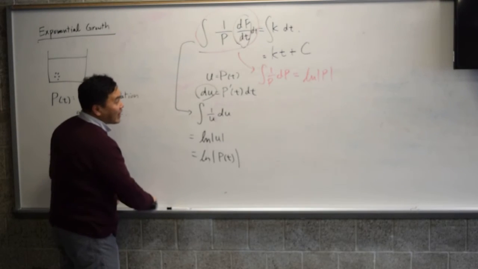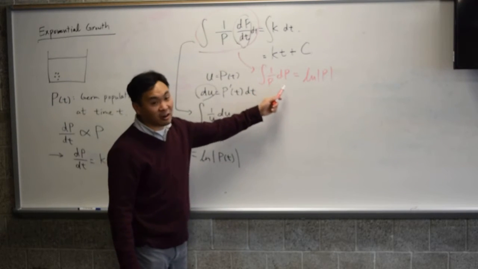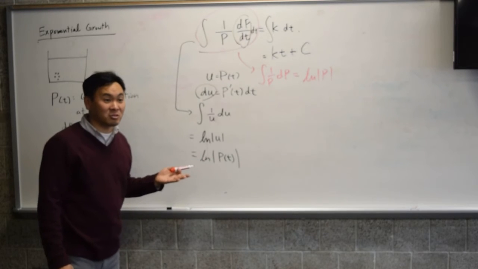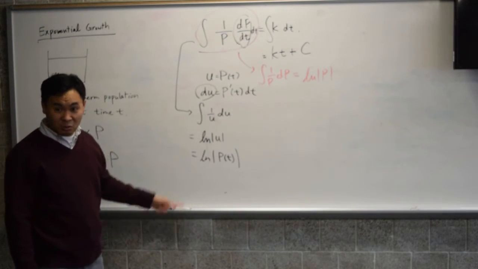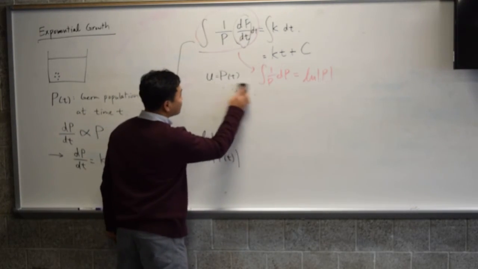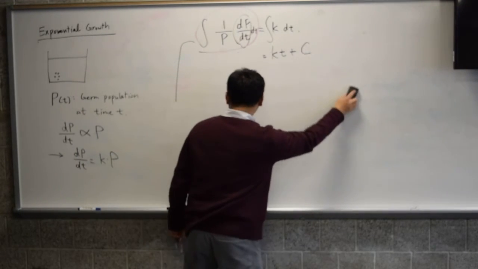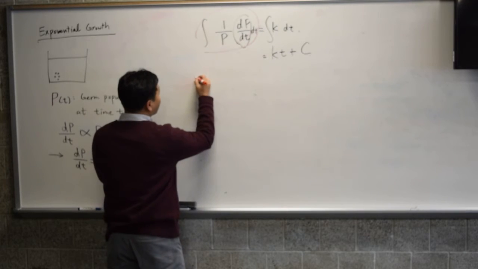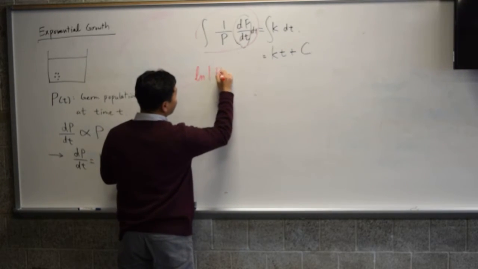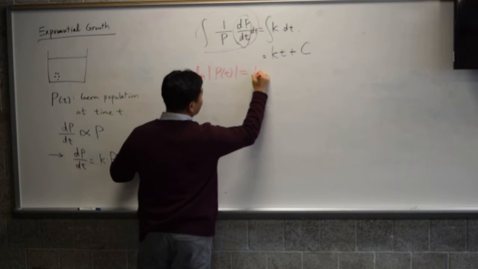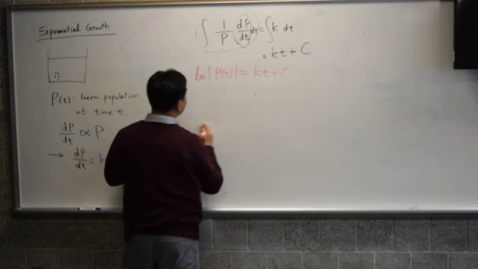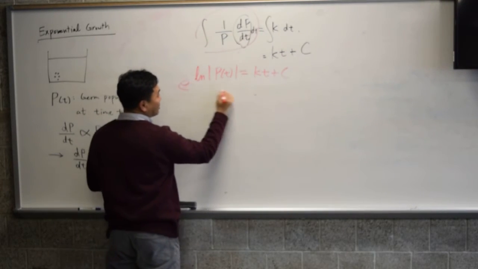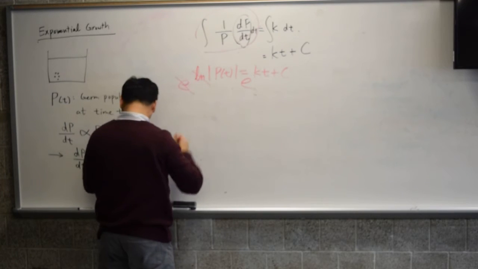But in fact, what's happening from here to there is u substitution. That's what I want to say. That's why I want to spell out everything. Okay? All right, so whatever you do, you're going to get ln of p of t on the left side equals kt plus c. And to get rid of ln, you take e to both sides so that they cancel.